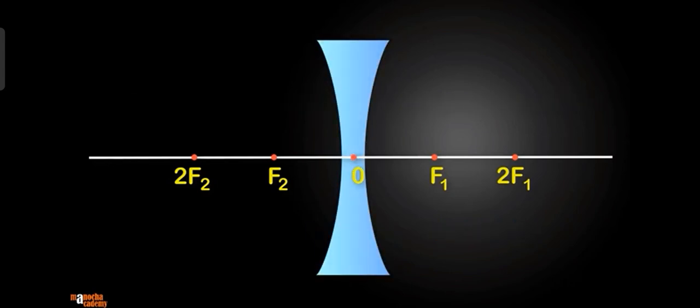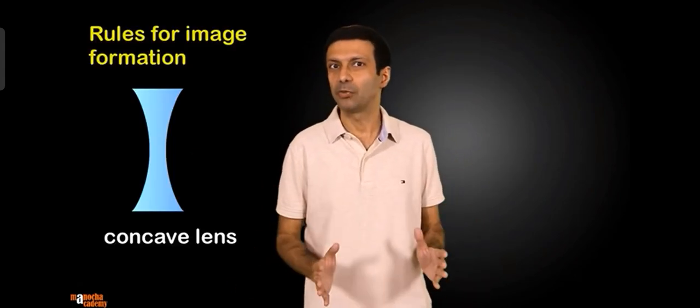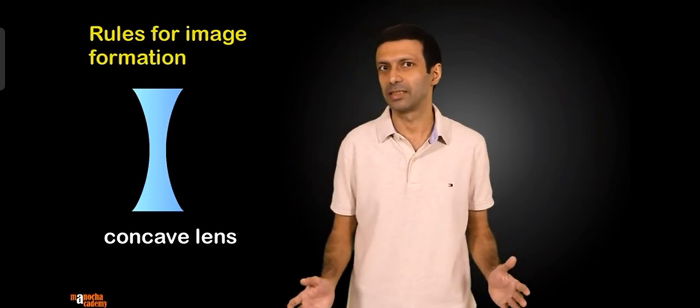Now let's draw the concave lens. You can roughly sketch the lens or use a compass to draw the 2 arcs of the concave lens. Make sure the lens is thin. Don't draw a thick lens. Now let's take a look at the rules for image formation of a concave lens.